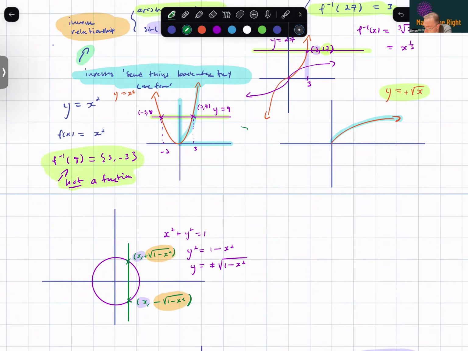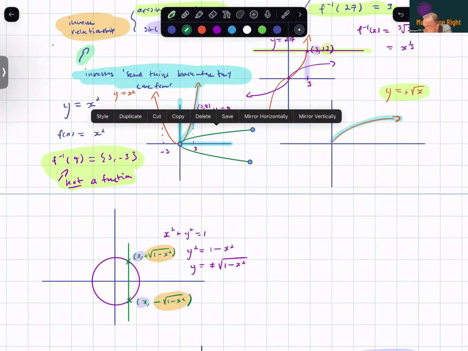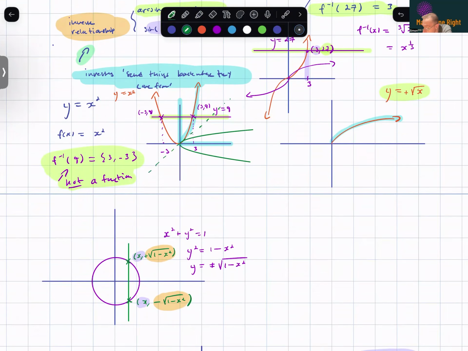But actually, let me do this in different colors so we can see it. If we reflect this around the line y is equal to x, which is the equivalent of switching the x's and y's, we get this graph. This is the inverse relation of the squaring function with an unrestricted domain. That top part here is what we get when we reflect this piece across the line y is equal to x. So we would have a point here, that's 3, 9. Let's make this 4 and 16. We reflect it across and we get this point, which is 16 and 4.